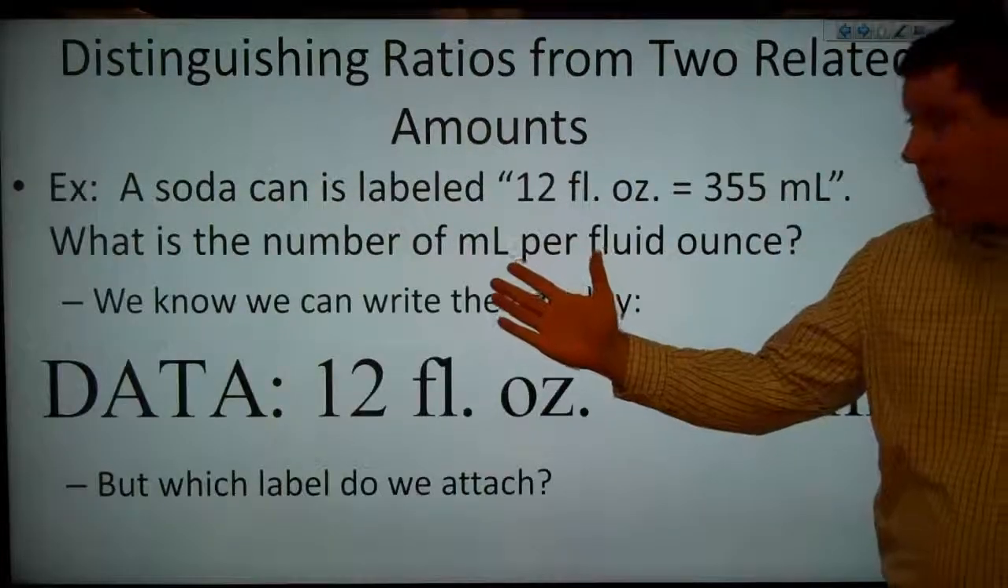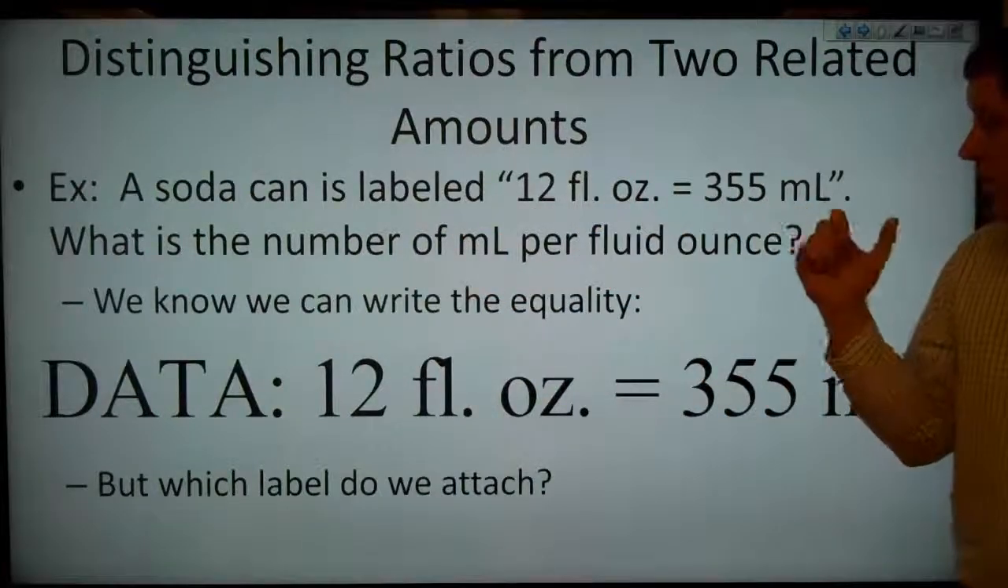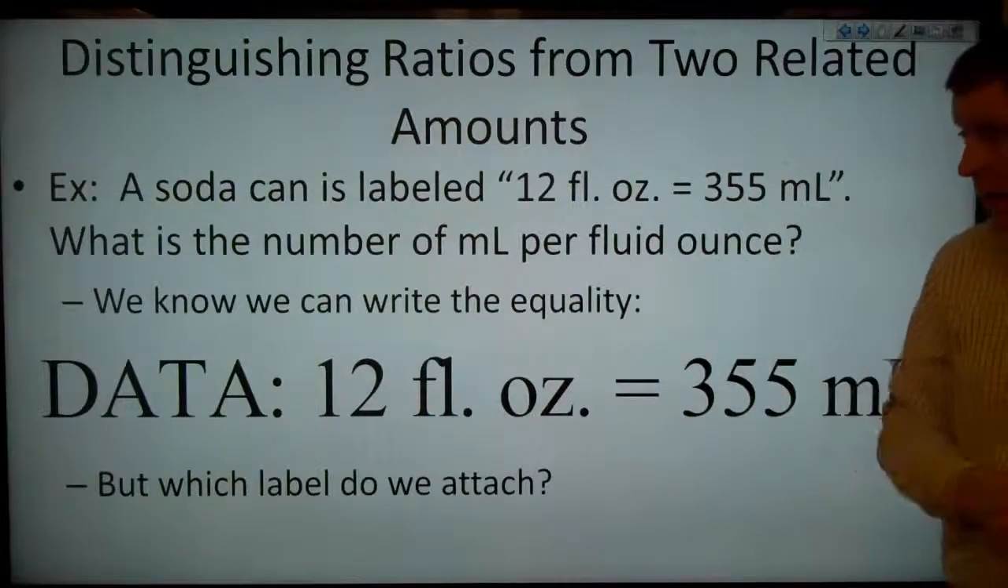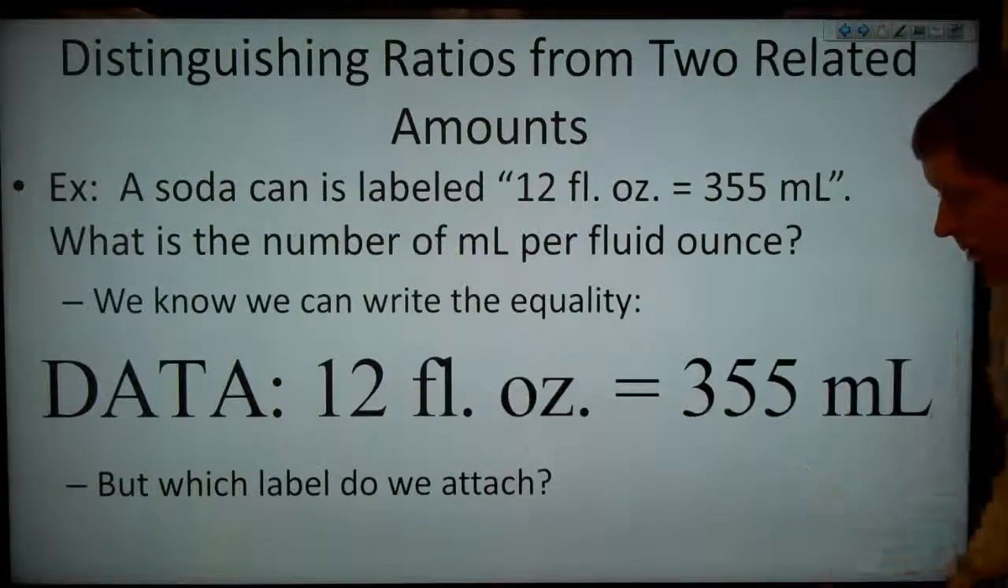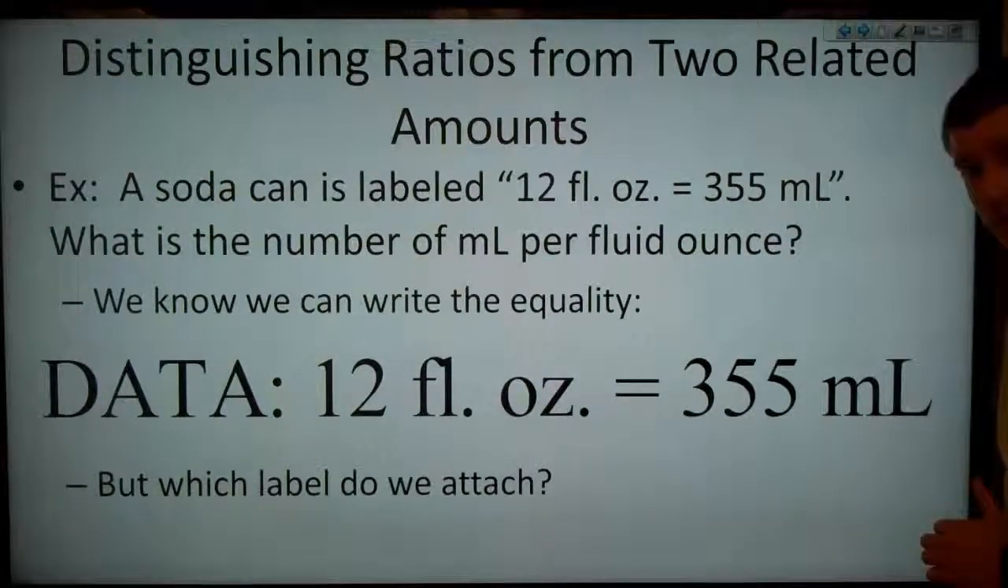Let's look at another example. A soda can is labeled 12 fluid ounces is equal to 355 milliliters. And what is the number of milliliters per fluid ounce? Well, we know that we can write the equality 12 fluid ounces is equal to 355 milliliters. But which label do we attach now?